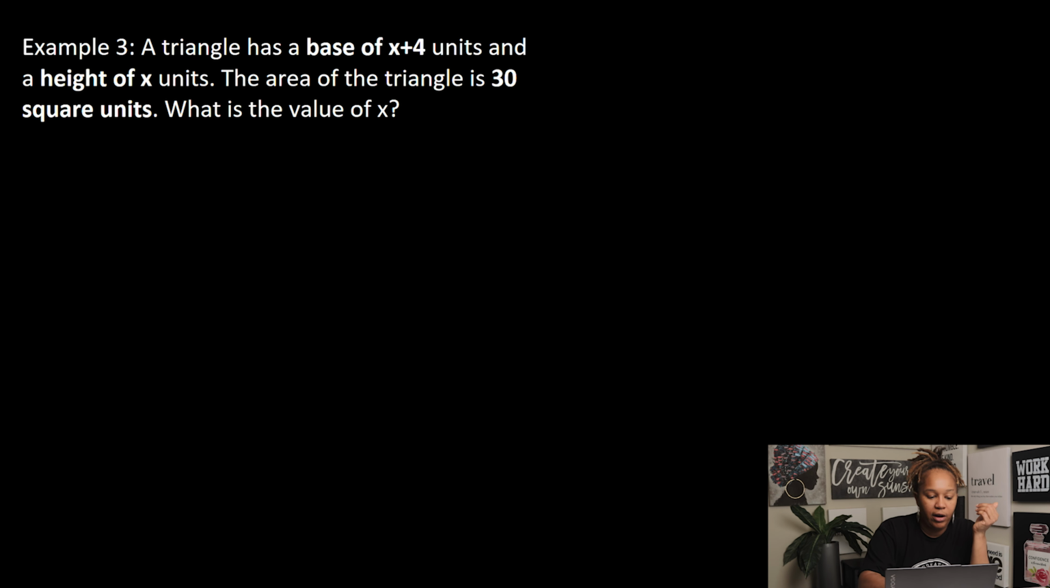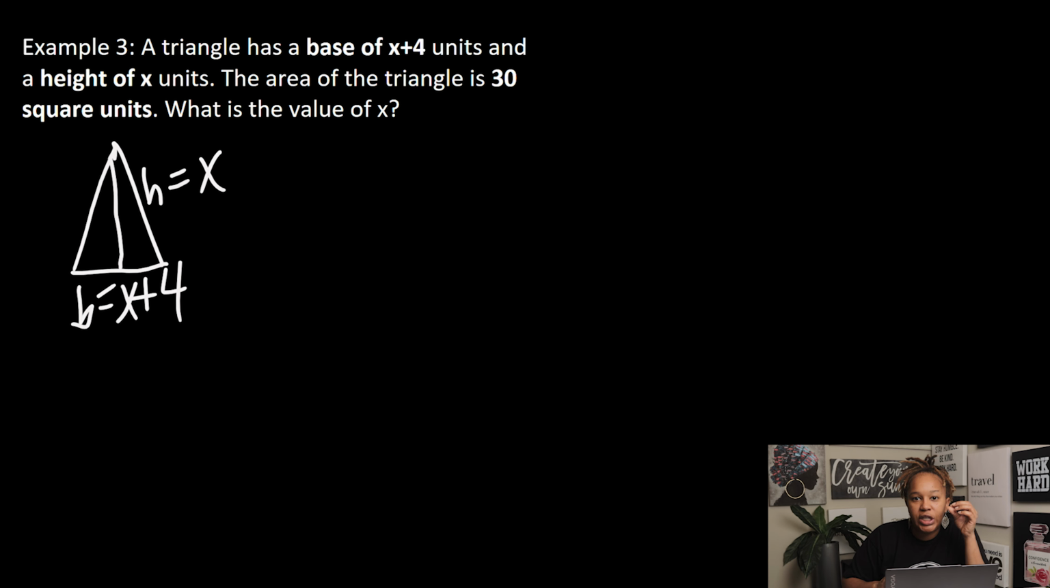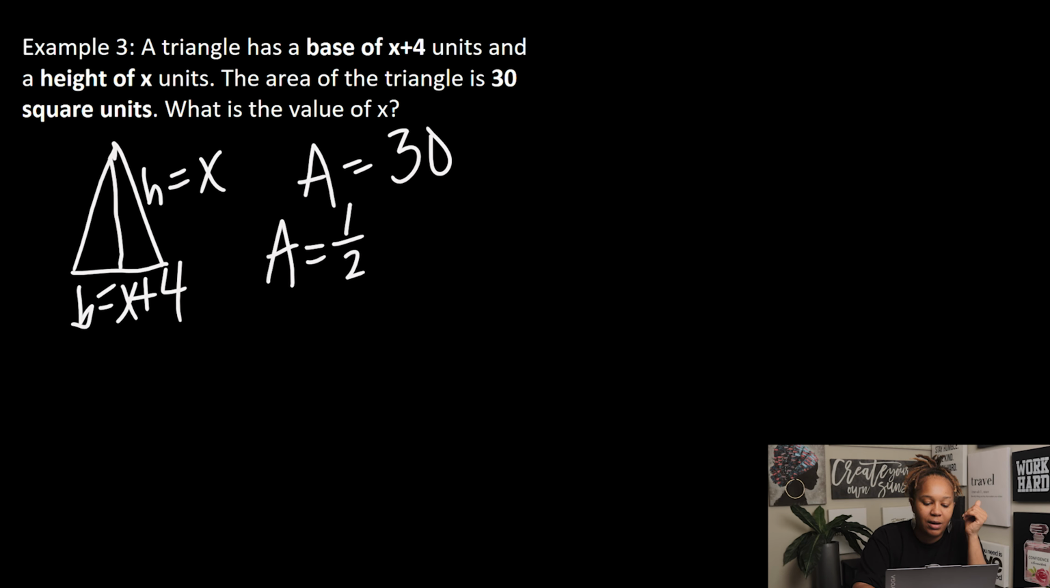So we have a triangle. So the first thing I'm going to do is sketch a triangle. And then it tells me that the base, this part at the bottom, is x plus 4. And then it also tells me that the height, this is the height right here, the height is x, all right? And we know that the area of the triangle is 30, so the area is equal to 30. We want to figure out what is the value of x. So we have area, we have a triangle, so we have to use the formula for the area of a triangle, which is 1/2 base times height.